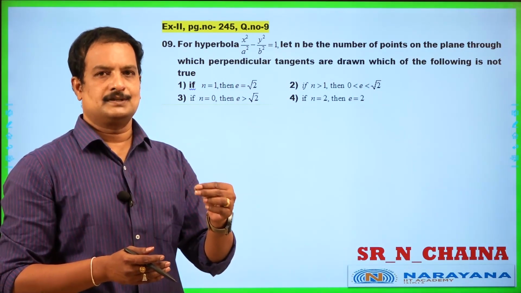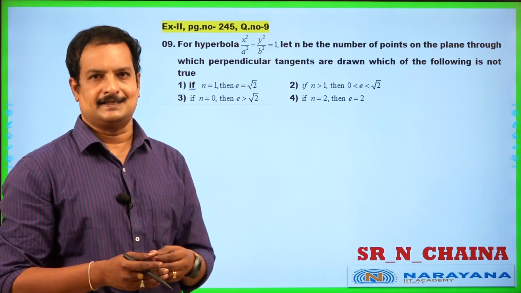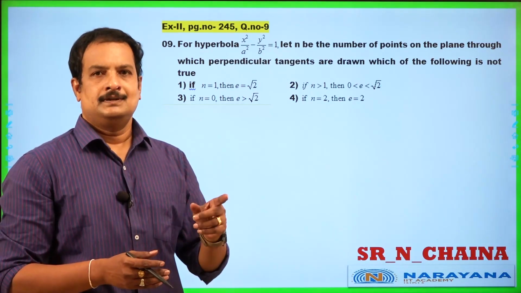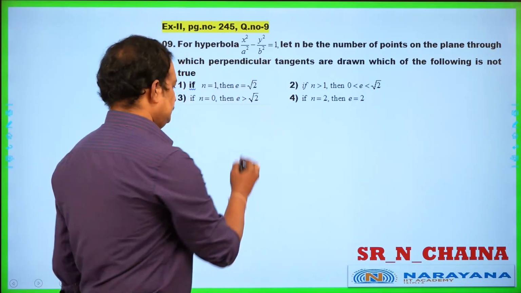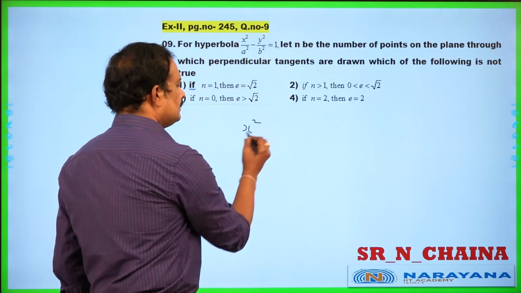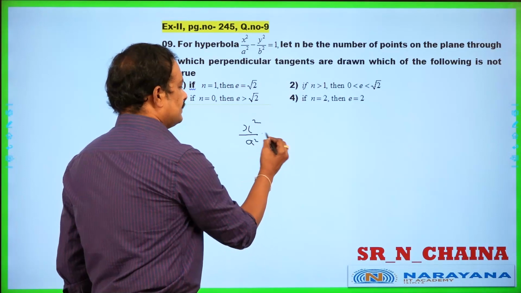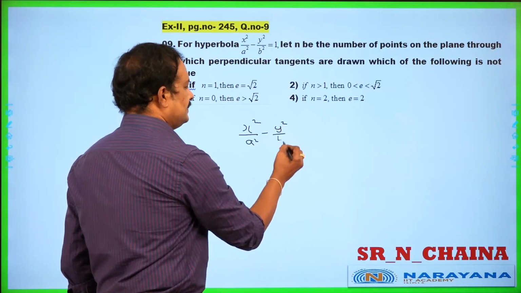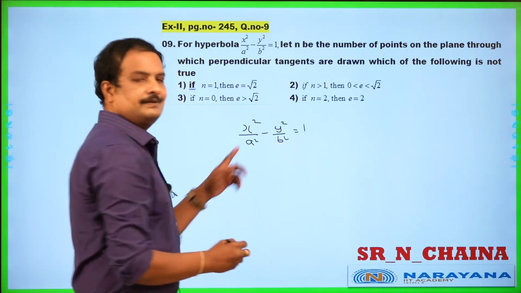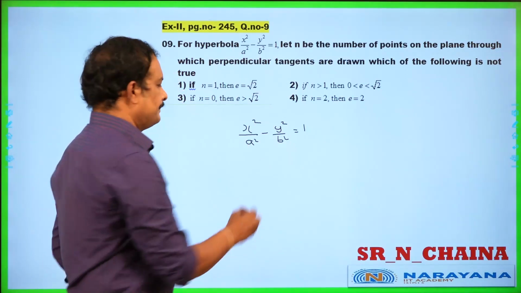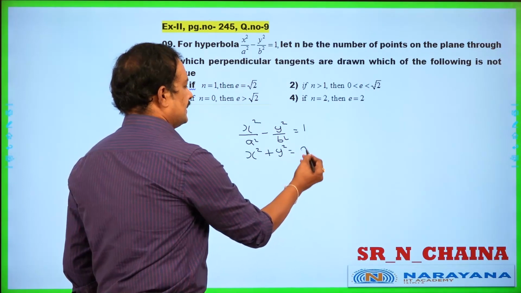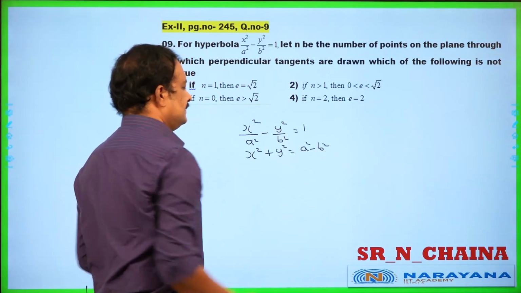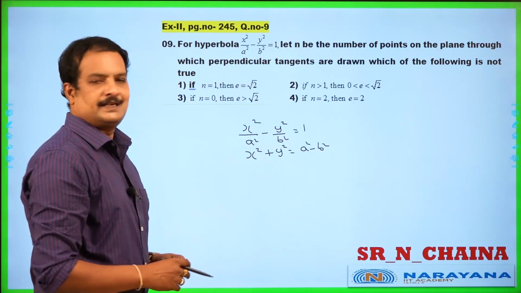The director circle is the locus of the point of intersection of the perpendicular tangents. So in that case, first consider the director circle for this equation. The given hyperbola is x square by a square minus y square by b square equal to 1. For this one, what is the director circle? The director circle is the locus of the point of intersection of the perpendicular tangents. For the hyperbola, that is x square plus y square equal to a square minus b square.